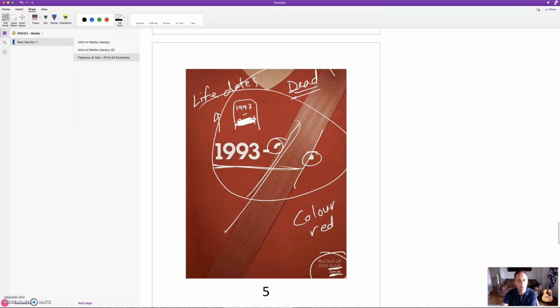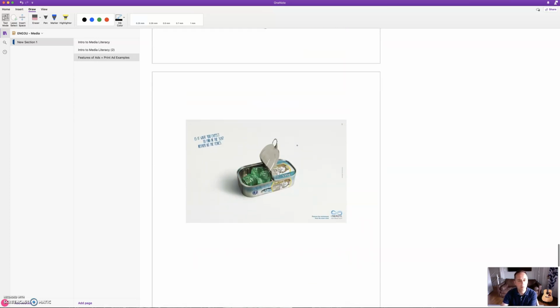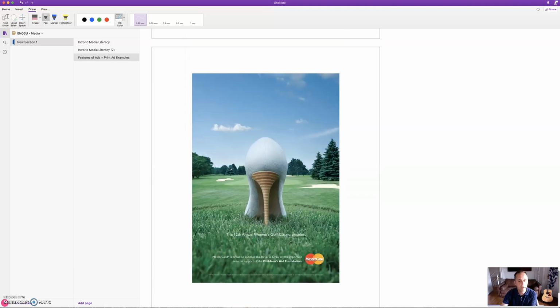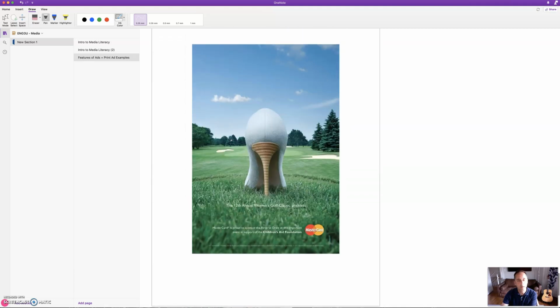And you have one more you can do on your own, and another one for women's golf that you can do on your own.